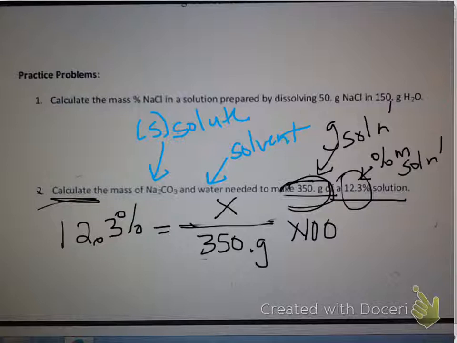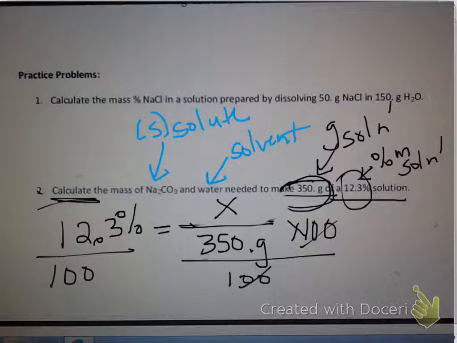Now I'm going to get the percent out first. So I'm going to divide this side by 100. Plain old algebra here. Divide this side by 100. That will get the percent out of this equation. So you divide by 100 here. I'll have 0.123 equals X divided by 350 grams.